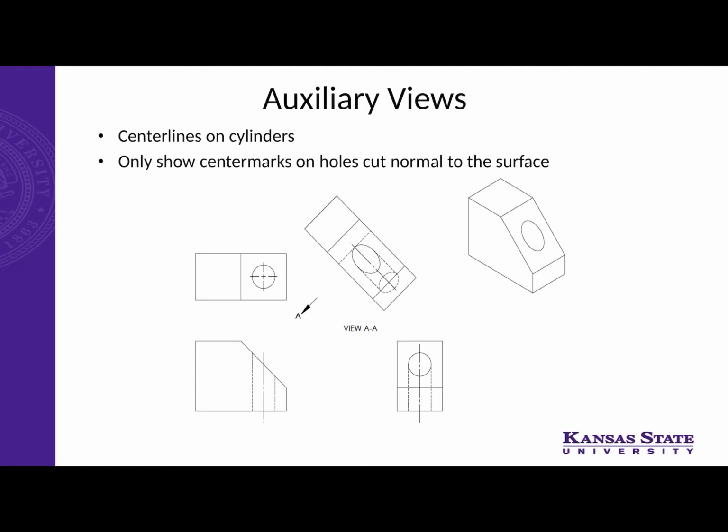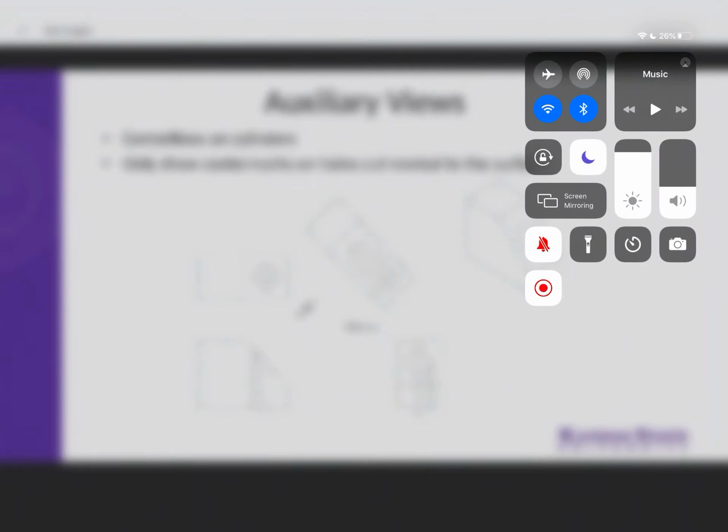And then just some quick notes on center lines and center marks. You only show a center mark if you're normal to that circle, right? If you're looking down that circle and you can't see the walls of it because you're perfectly normal to it, that's the only time you show center marks. Otherwise, you're going to show a center line, showing that there's a cylinder cut through there. But yeah, that's it. Let's take a look at this.